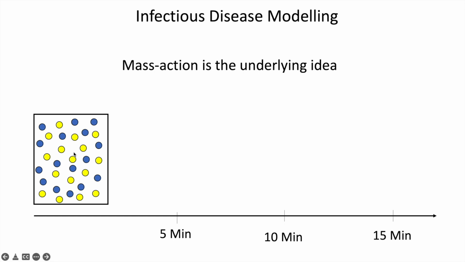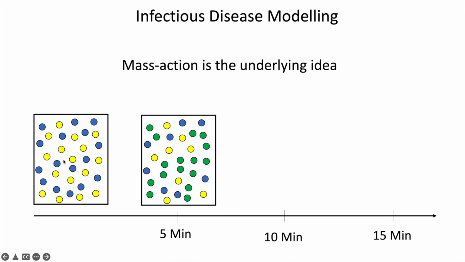But they're just moving around in random space, and each encounter of blue and yellow is a chance for a reaction to become green. So early on, there are so many yellows for a blue to run into and so many blues for a yellow to run into that there's a lot of reaction in that first 5 minutes, and a lot of reagent has become product.